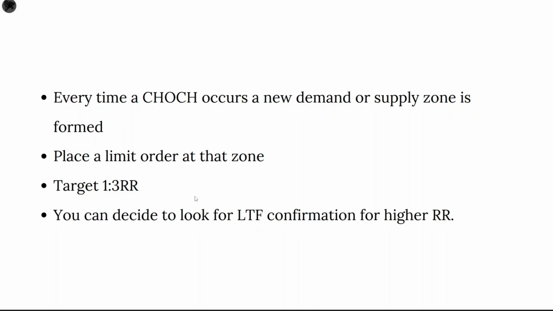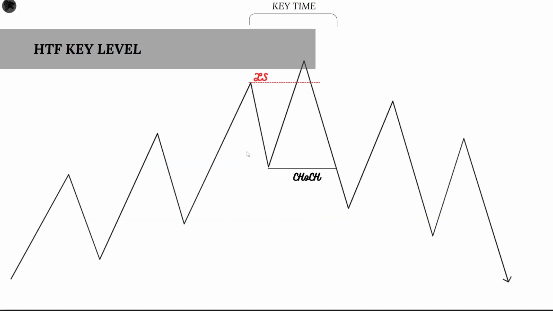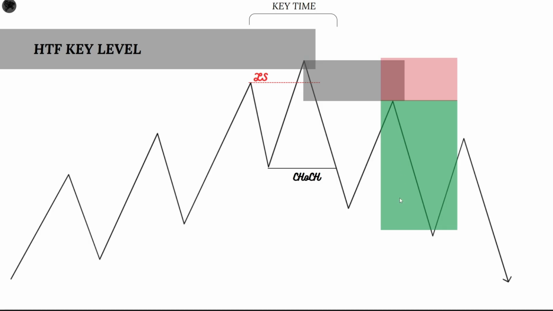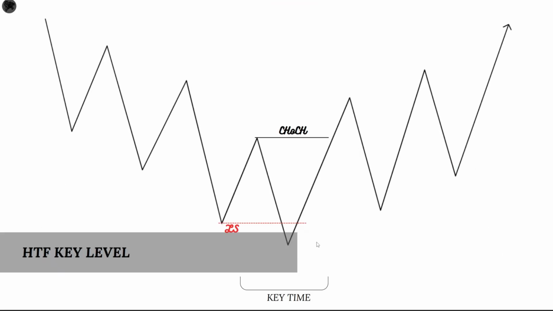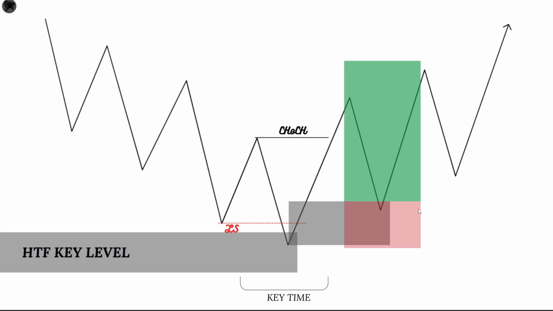Now, I've given you guys a couple of rules that I want you guys to follow. And let me explain this using a schematic diagram. And this is a valid change of character occurring. You can look to enter at this zone, at this place. This is where you look to enter and target your 1 to 3 hours. And so this is the bullish scenario. As you can see, just target your 1 to 3 hours.